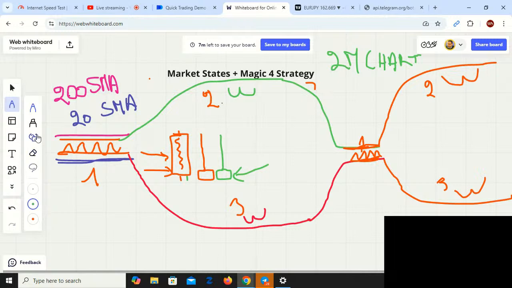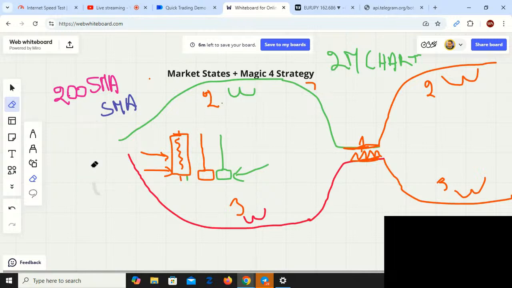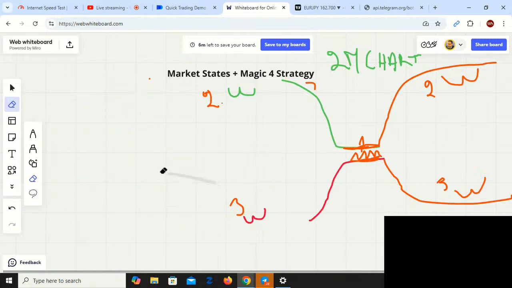Okay? Now, how do these look on a chart? All right, now that we established these market states, we established how we are going to use our moving averages. Let me show you how you enter, how you see this happening actually on the chart.